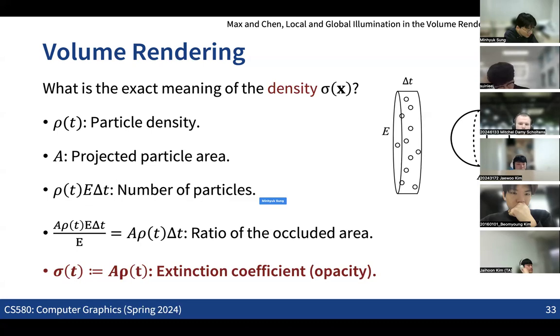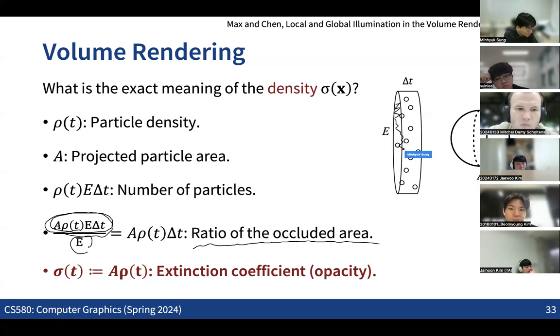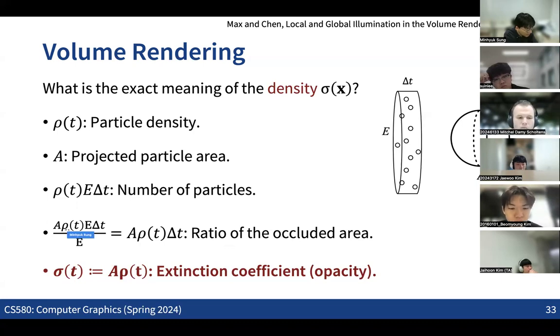Makes sense. And here, what we are going to see is that it's all about calculating how likely the ray will collide with any of the particles here. And for that, we are going to calculate the ratio of the occluded area. So the ratio is defined as the sum of the projected area of the particles inside this section, this slice, divided by the area of the section here, right? So if we calculate the sum of the projected area for all the particles and divide this by the area of this section, that will give us the information about how likely the ray will hit something inside this section.